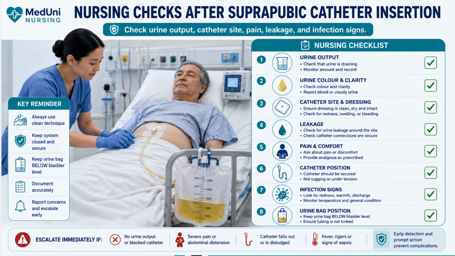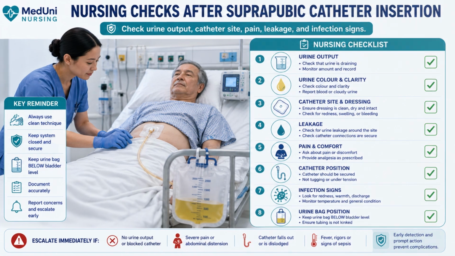Then check the tubing and drainage bag. Is the catheter kinked? Is the bag below bladder level? Is urine draining freely? Record urine output, color, and clarity. Here is the key question. Has the urine output suddenly stopped? No urine output? You cannot ignore it. It may suggest blockage, displacement, dehydration, or bladder distension. If you are concerned, escalate.